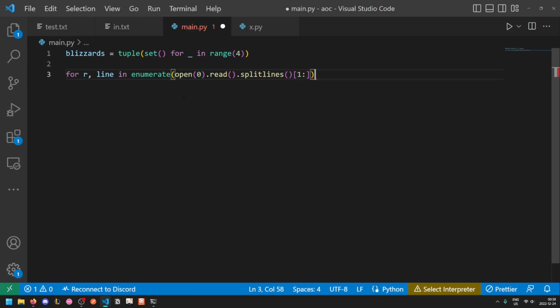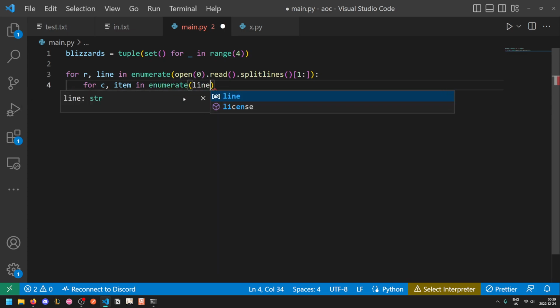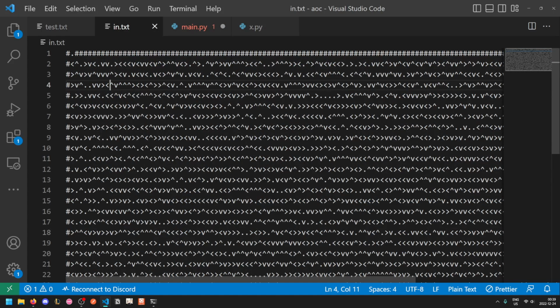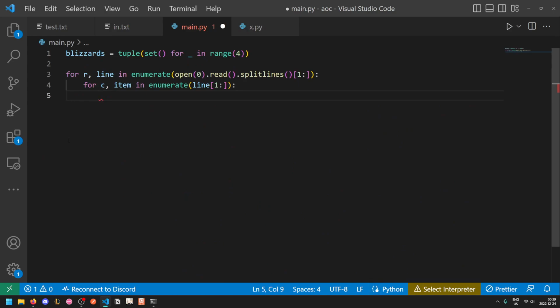So we're going to chop off the first row, and then we'll do the same with the first column, like so. So now our iteration starts here actually, which is fine because the outermost, the top and left row and column are always the same and we don't actually need to read them. So now we can just see if item is one of the blizzard characters, then we will add it into the appropriate blizzard. The order in which we add them doesn't really matter, we just need to stay consistent.